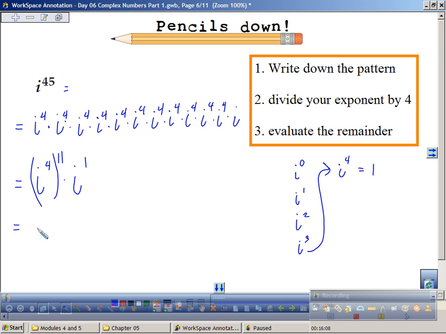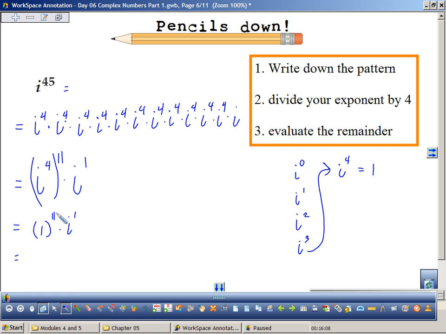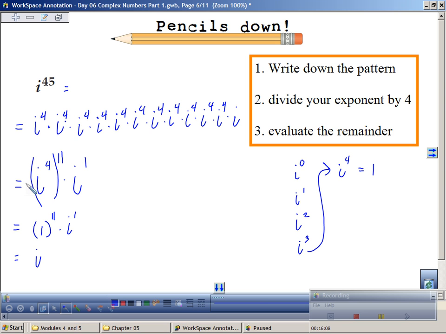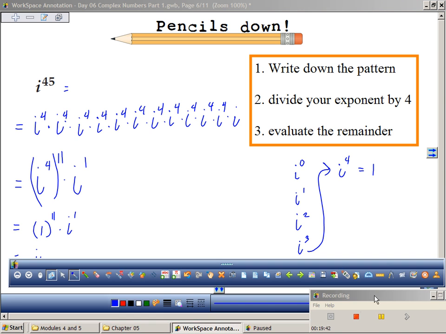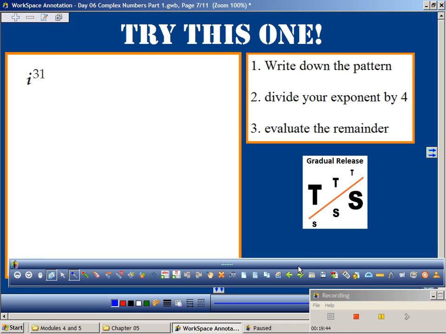What is i to the 45th? 1 to the 11th times i to the 1. What's 1 to the 11th power? 1. 1 times i to the 1 is i. Write that down.